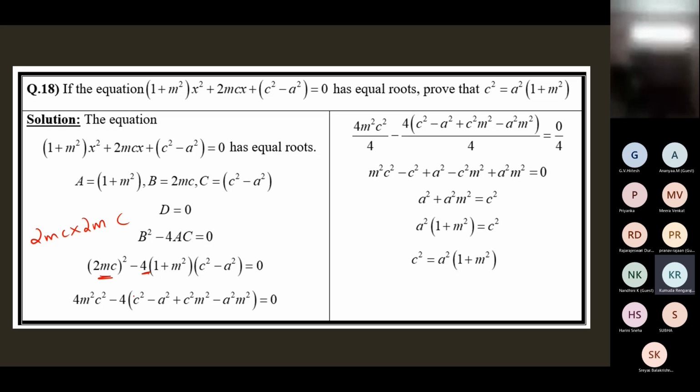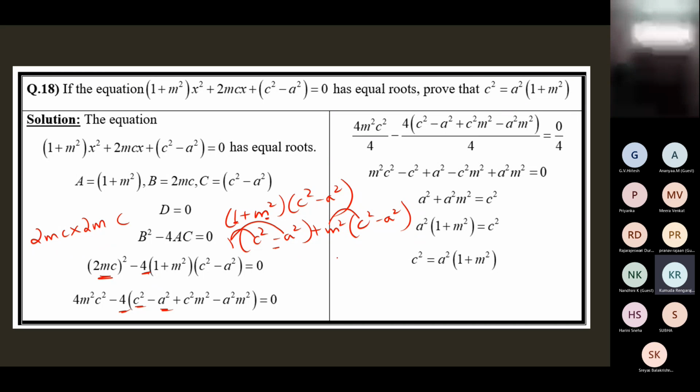And here what will happen? I put the 4 here and you know how to multiply a binomial with a binomial. This has two terms, this one has two terms. How will you multiply? 1 into c square minus a square plus m square into c square minus a square. You don't have to show so many steps because you're in 10th standard. So the first term into the second bracket, the second term into the second bracket. So what will you get? C square minus a square, plus c square m square minus a square m square, is equal to 0.